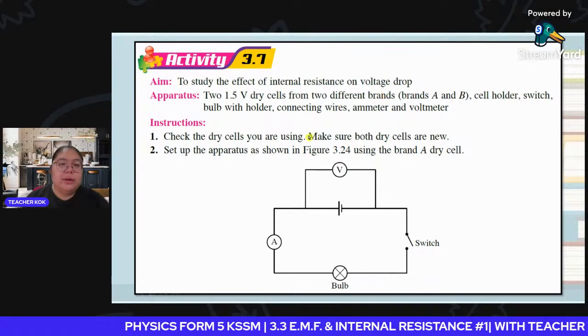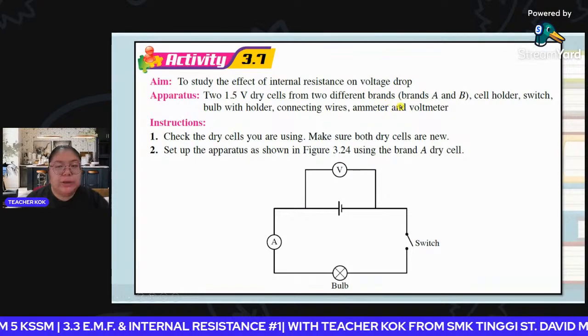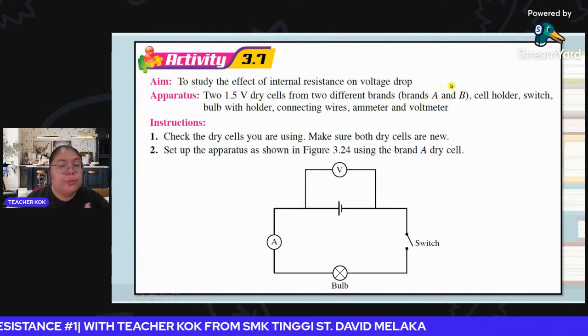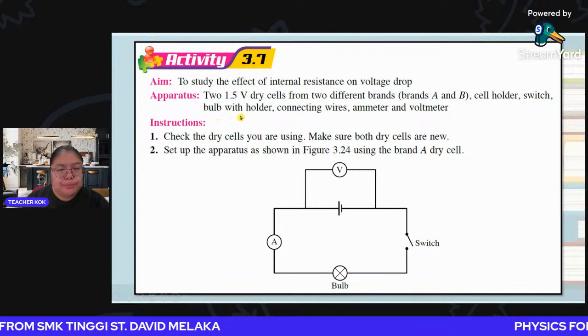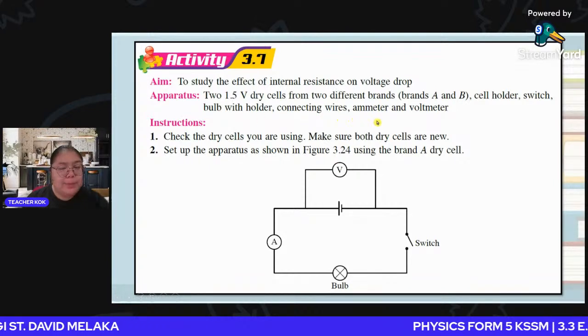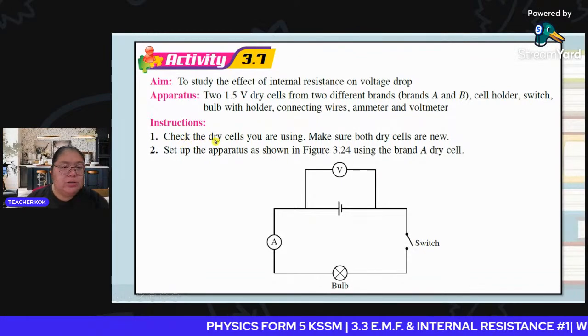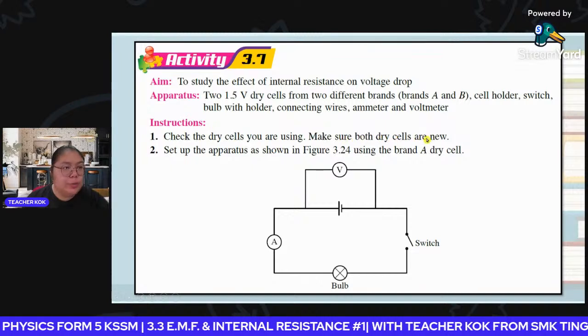From here the apparatus is almost the same, just using different batteries. We're using brand A and also brand B. After that, the switch, the bulb, connecting wires, ammeter, and voltmeter. First, they're going to check the dry cells you are using. Make sure both dry cells are new.